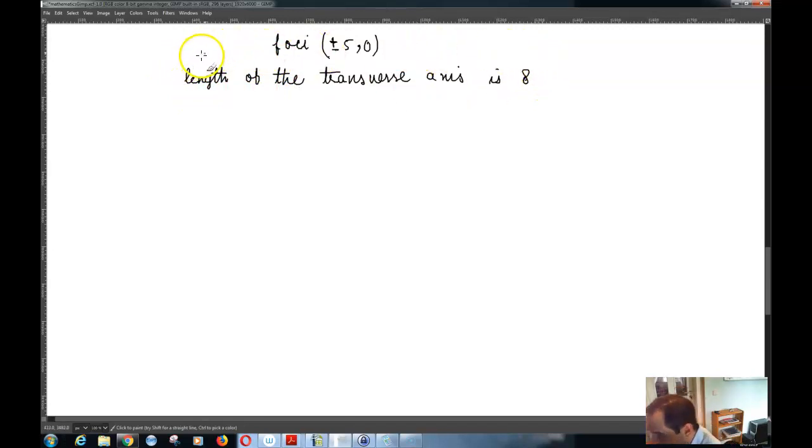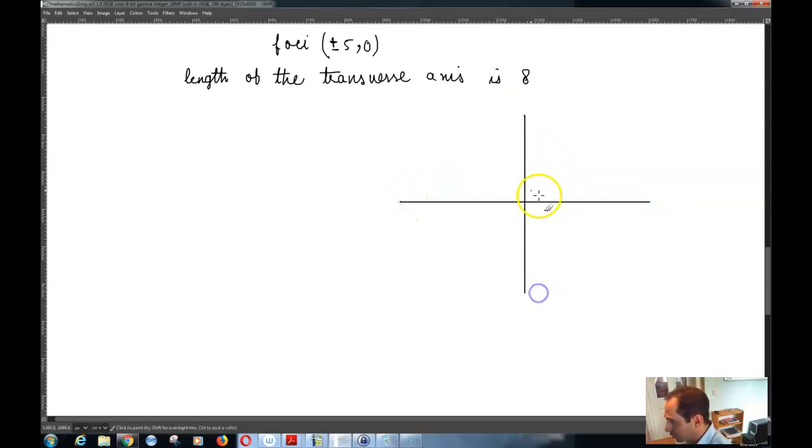we need to recall a couple of things here. First of all, you see that your foci are 5 units from the center each. Let's assume that the foci are 5 units apart from the origin, meaning that this is positive 5 and this is negative 5. This is f1 and this is f2. So then this distance over here would be 10 units. And we said that the length of the transverse axis is 8.